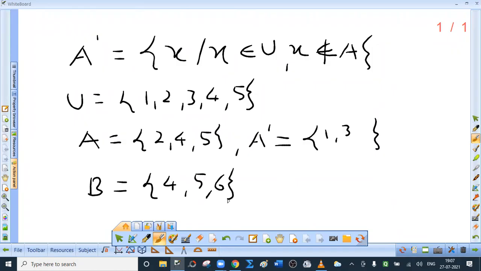Who will tell me B complement? Type your answer in the chat box. Now when you type, you need not use brackets, just write the elements. I repeat the question. B is 4, 5, 6. Can you tell me B dash?